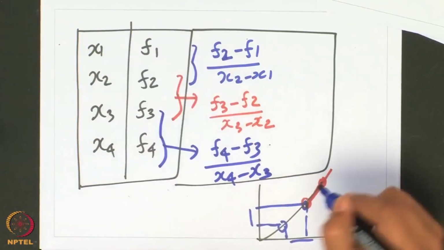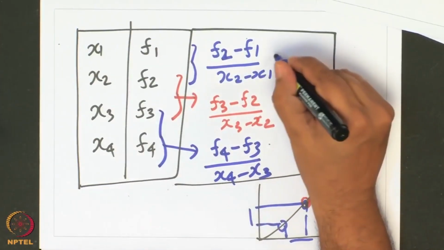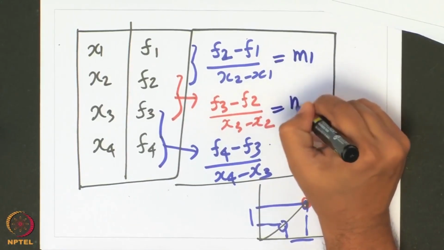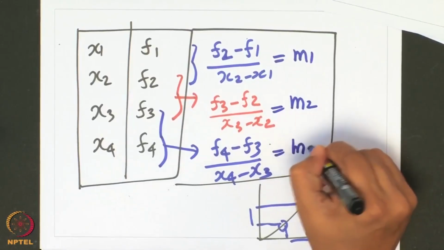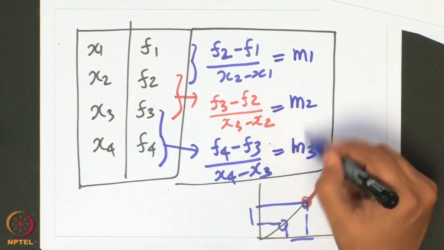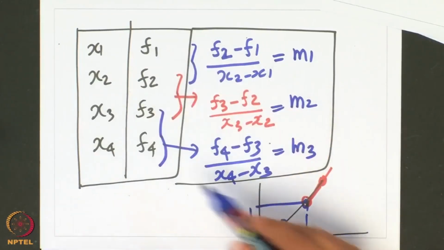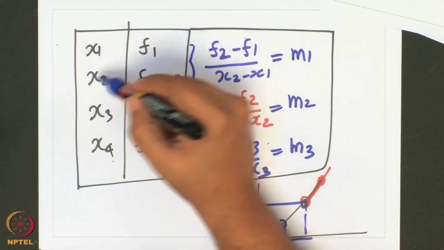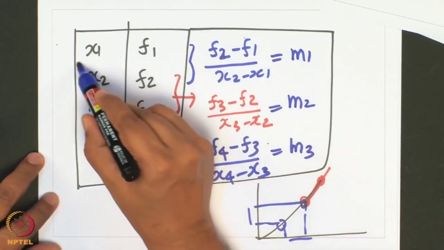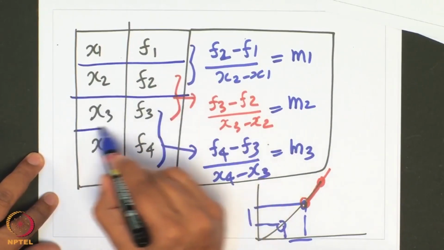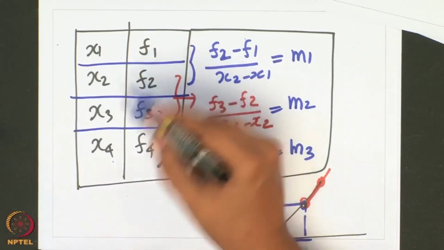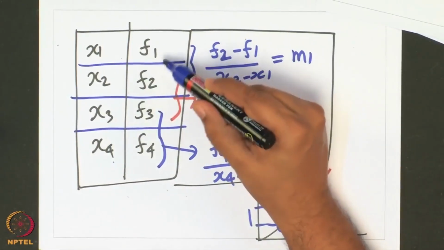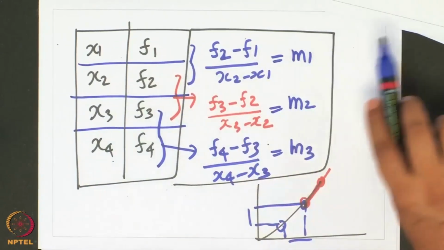So given 4 data points, I get 3 slope values. Let me call these m1, m2, and m3. So I can get 3 slope values corresponding to the 4 data points that I have. These are the values that I would get from experiment: x1, f1, and so on. From these 4 data points, I can calculate 3 slope values. Any 2 neighboring ones you take, you can calculate a slope.